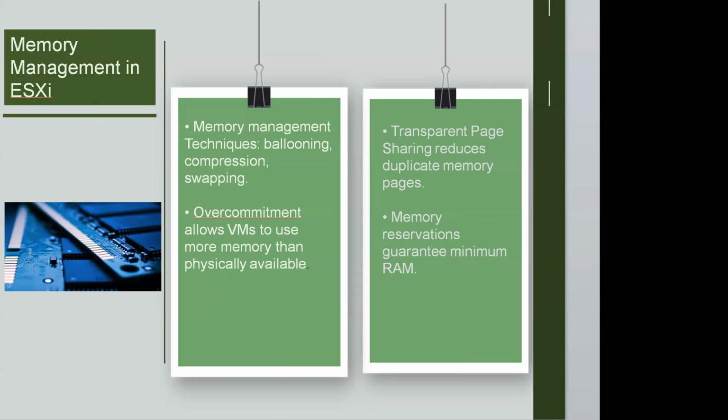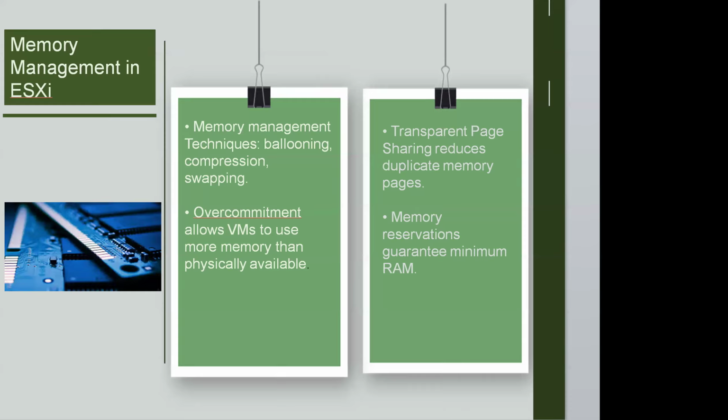So it has several memory saving techniques that help better use of RAM. It includes ballooning, compression and swapping. So these features allow it to reclaim memory or free space when the host starts getting low on RAM. There's also another feature called overcommitment. This allows VMs to request more memory than what is physically installed. It works because not all the VMs use their full memory at the same time.